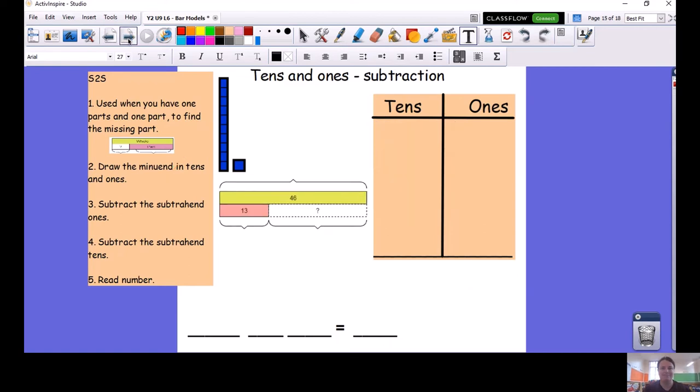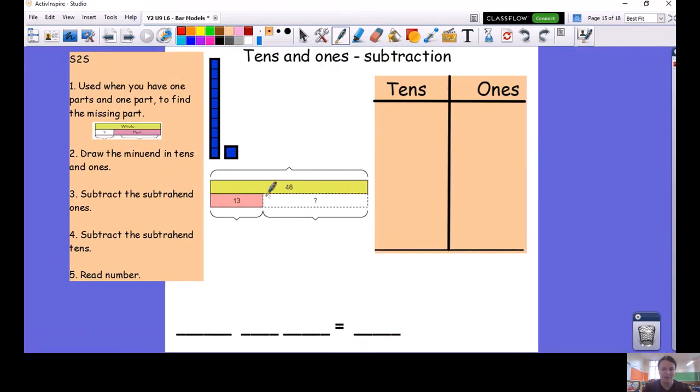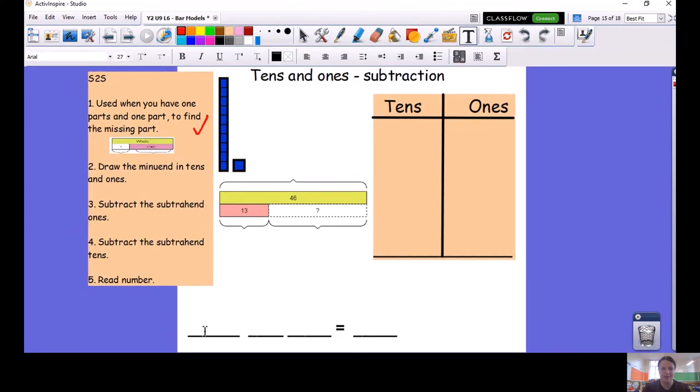Let's look at the next one. Okay, let's check. Is it definitely subtraction? I've got my whole and one part. That means it's definitely subtraction. What's the subtraction question? You tell me this time. Which number do I need to start with? Do I start with 13? No, I start with the biggest number. So the biggest number, the minuend, is 46. And I'm subtracting 13 from 40. Oops. I'm subtracting 13 from 46.